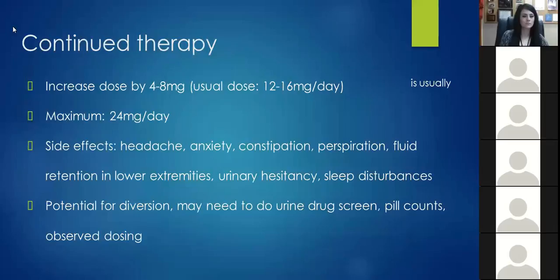And then while it is much harder to abuse buprenorphine because it has a ceiling effect, there is a potential for diversion. So normally they'll do urine drug screens, kind of check to see if there's any metabolites from buprenorphine within the urine. They can also do pill counts, or if they really don't trust them, they can do observed dosing, where they actually make them take it from the prescriber.